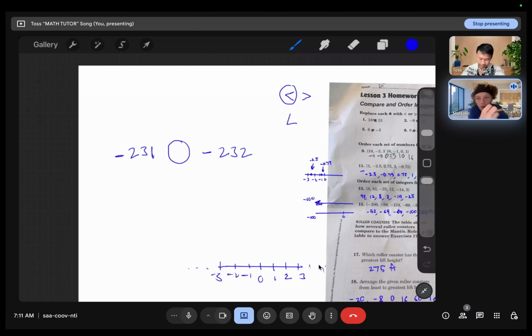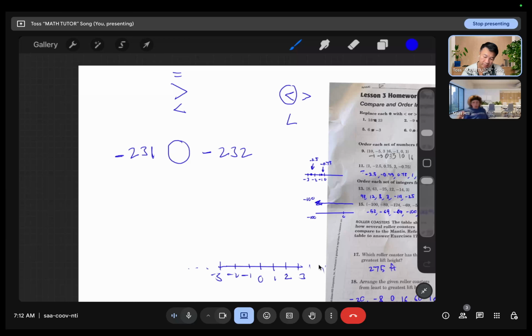Negative 231. Wait, tell me the symbol. Is it greater than, less than, or equal to even? Um, it's the one to the right. Okay, but let's do it. What goes in the blank? But read it from left to right. Read it to yourself from left to right. What will go in the blank or my bubble here? Is it greater than, less than, or equal to? Less than. Okay.